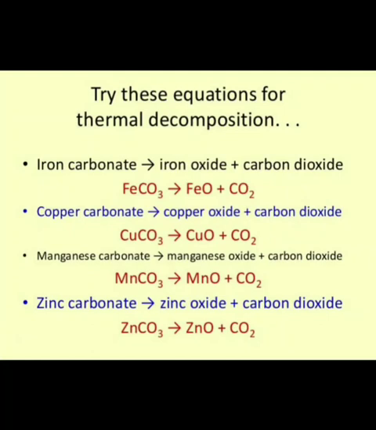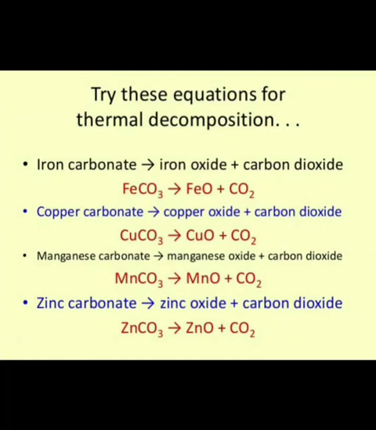Now, the next one. Let's see some other examples of decomposition reaction. That is iron carbonate. I already told you, if a carbonate is decomposed, it produces what? Carbon dioxide gas. That means metallic oxide plus carbon dioxide gas. So when ferrous carbonate, iron carbonate, is decomposed, it produces ferrous oxide plus carbon dioxide gas. That means iron oxide plus carbon dioxide gas.